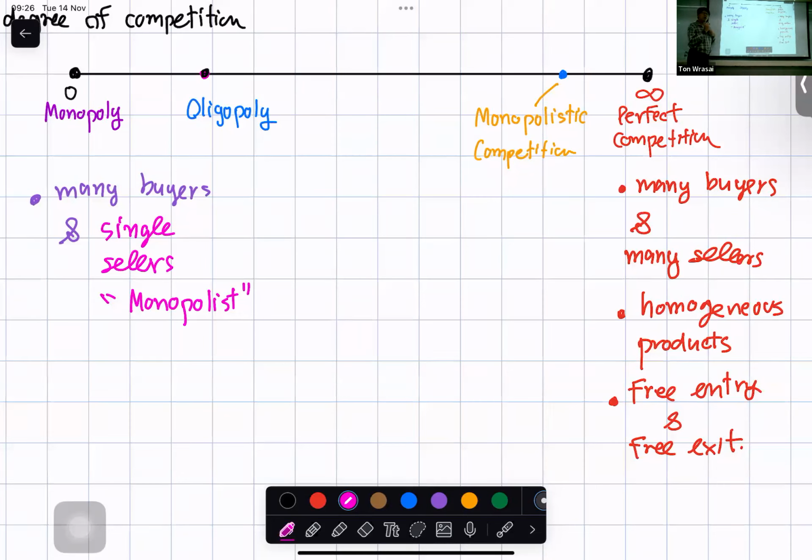And why do you have to buy from them? Because number two, the product offered by him is unique. We cannot find water or electricity produced by any other firms. Only this firm produces and sells. So the product produced is a product without substitute. That's how unique it is.